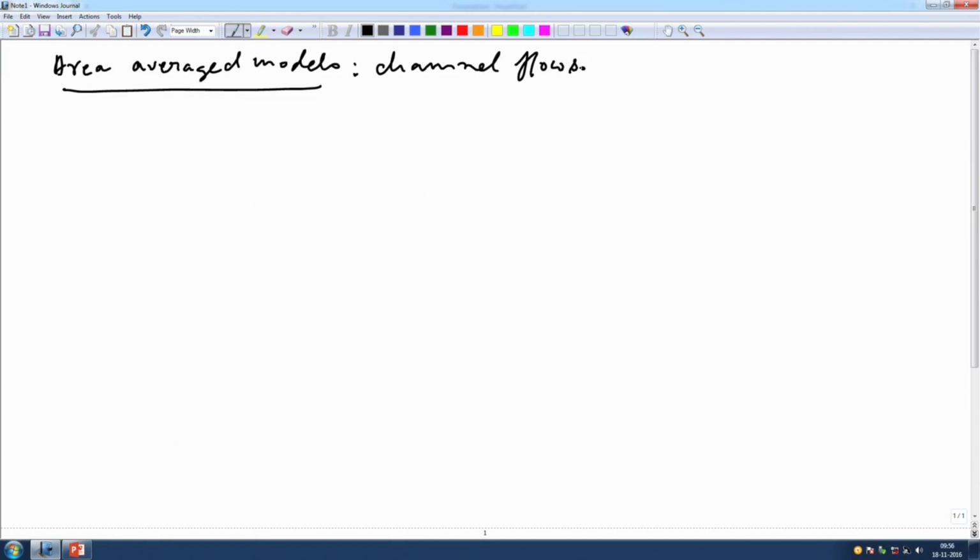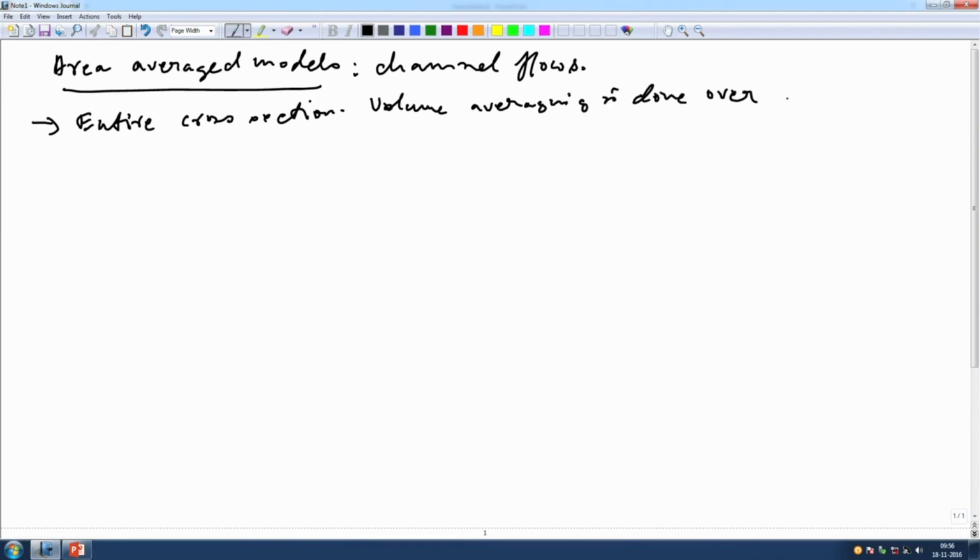So there is a basic difference between the area averaged and the volume averaged models that we did. Area averaging is usually done over the entire cross section, and it is distinct from volume averaging, which is done over a small elemental volume, that is delta V volumes.